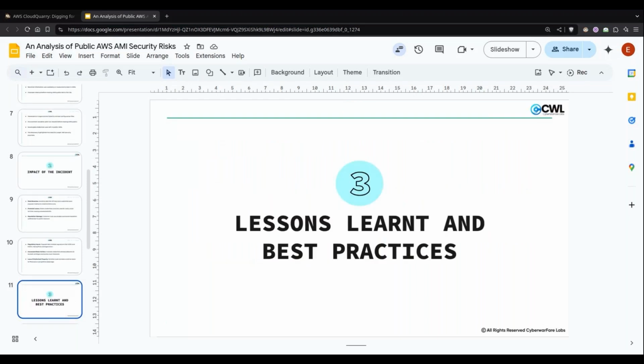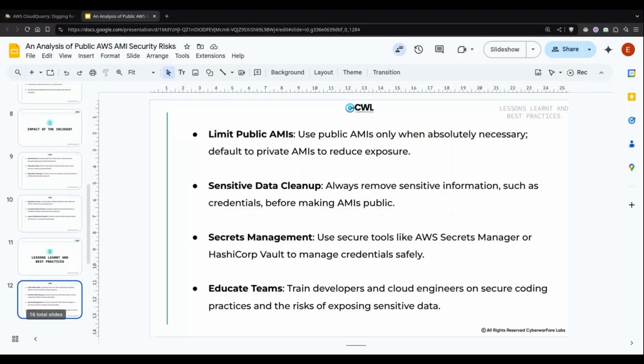Now, lessons learned and best practices. So what do we learn from this research? Although it was not actively exploited in the wild, these researchers were able to find these issues and get them fixed. So what lessons can we learn from this incident, or from this research? I've gathered a few points that we can learn, and the best practices we can adopt when working with AWS and all these cloud services.